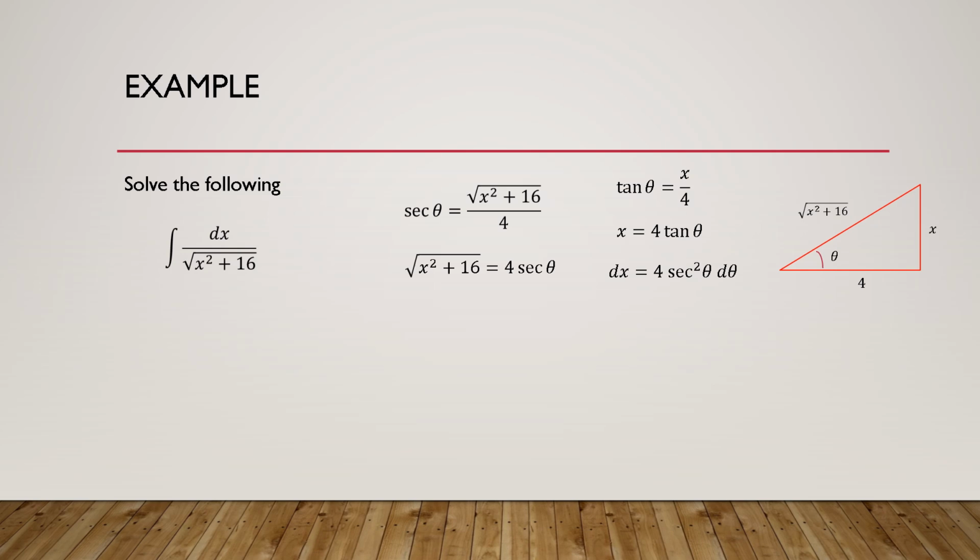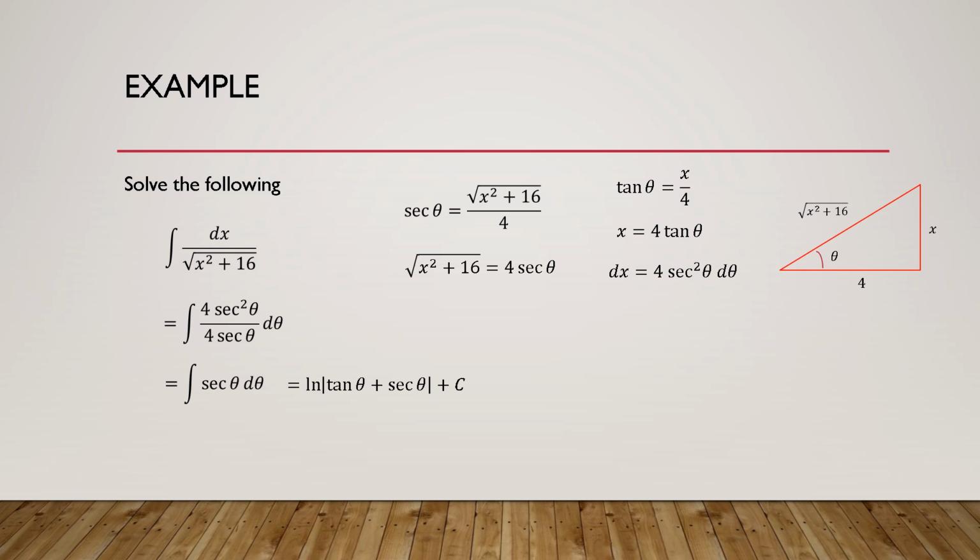When we substitute, we get the original integral of 4 secant squared theta over 4 secant theta d theta, which simplifies to the integral of secant theta d theta. We take the integral to get the natural log of the absolute value of tangent theta plus secant theta plus c.